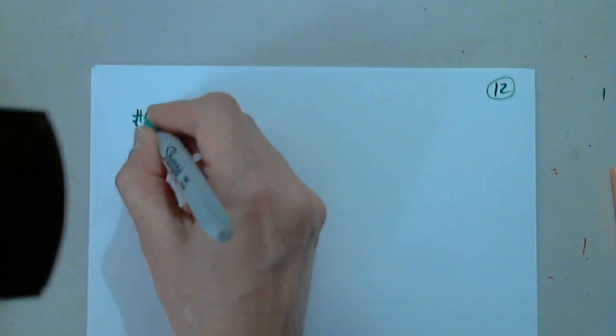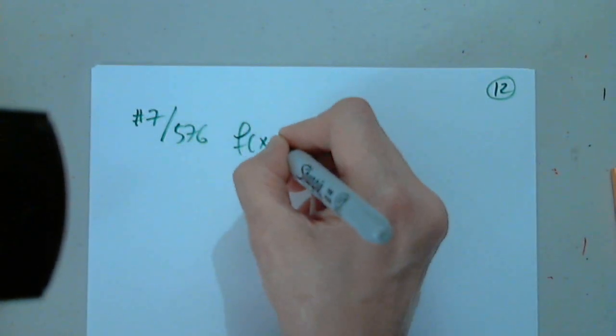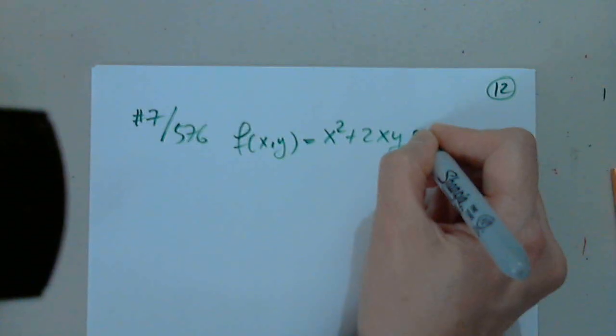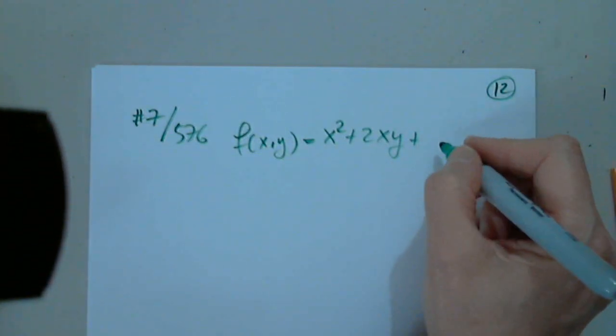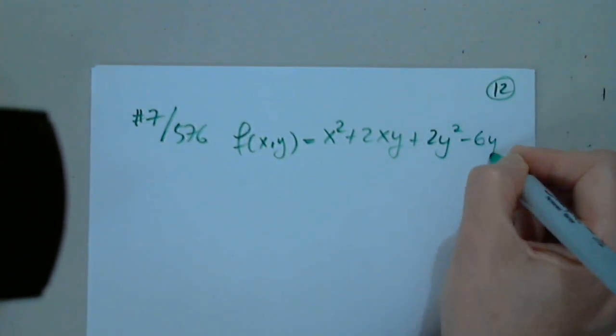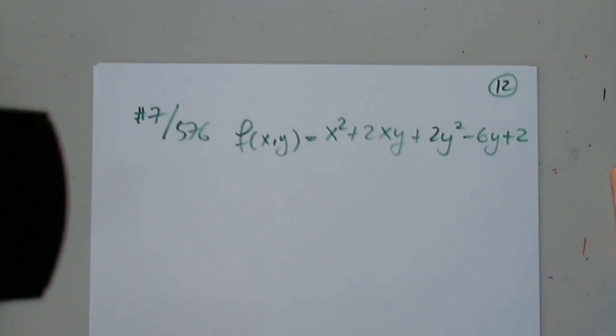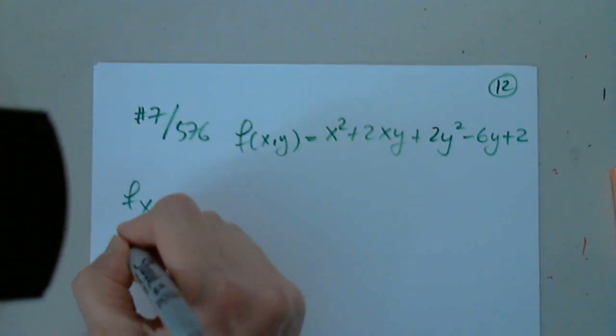Okay, which number? 7? Yes, the lucky 7. Let's do that. So 7 on 576. This is f(x,y) = x² + 2xy + 2y² - 6y + 2. I copied correctly. Of course, we have to find fx and fy.